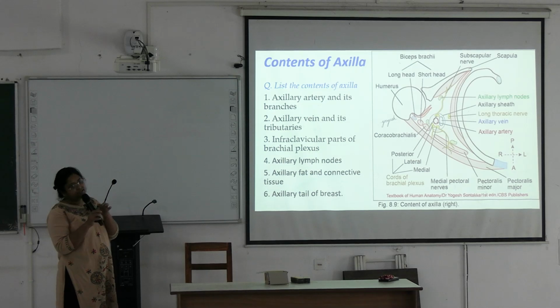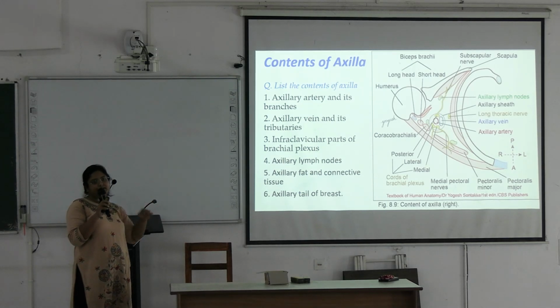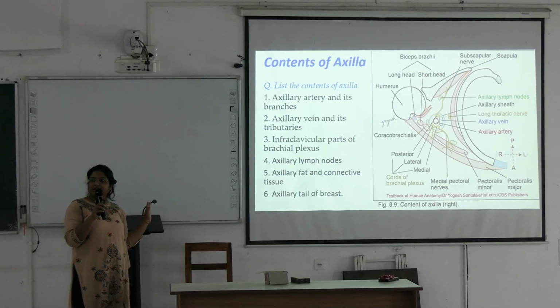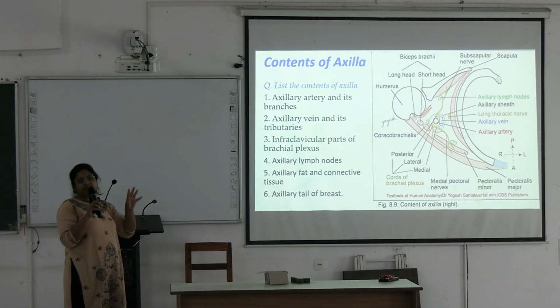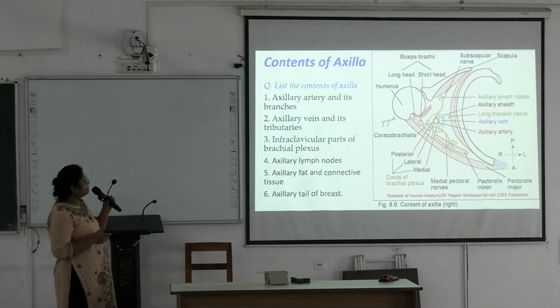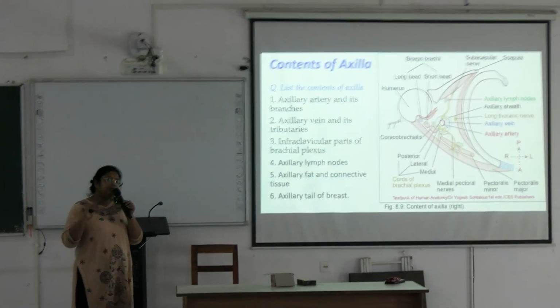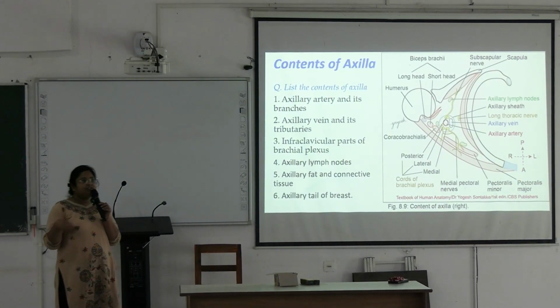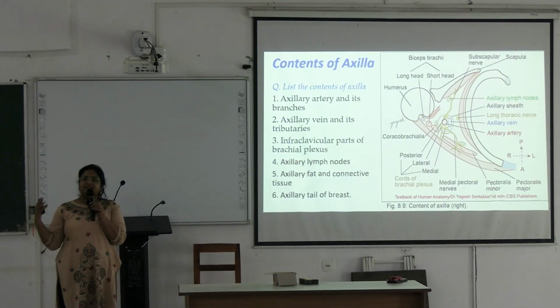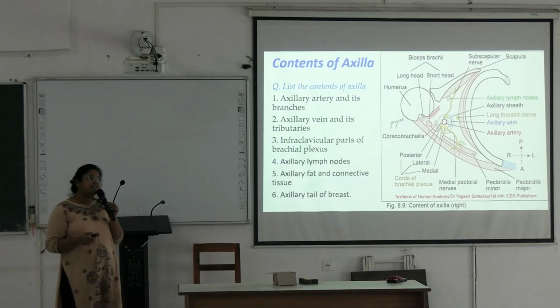So we have discussed the apex, base and the four walls: anterior, posterior, medial and lateral. You have to see all these structures during the dissection. Next we are going to the contents. Of the contents, you will mainly see the nerves and the vessels. The rest, abundant fat and lymph nodes, are removed to dissect out these nerves and vessels.